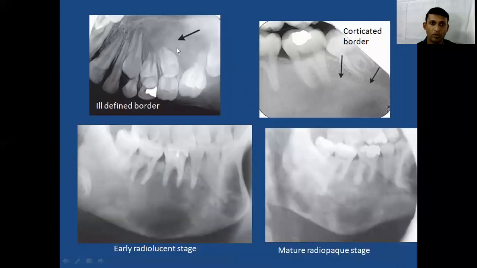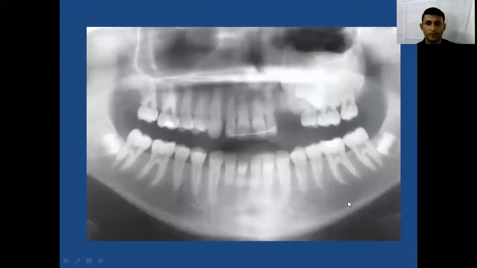And as I said before, the borders of the lesions will be merging with the normal bone. So the borders will always be ill-defined. You will not be able to appreciate the outline of the lesions. And this is the image which shows the early radiolucent stage. In this, you can easily misdiagnose the condition as an abscess or some other lytic lesion. But in the early stage, it appears like this, whereas in the mature stage, it becomes mixed or radio-opaque.